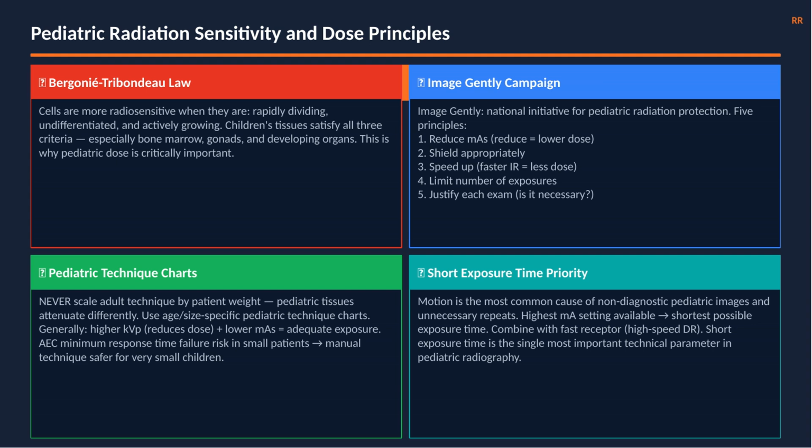AEC systems have a minimum response time. The shortest exposure the system can terminate. In very small or thin pediatric patients, the correct exposure may be shorter than this minimum. The AEC keeps exposing past the target dose. Use manual technique for very young or small patients. Use the highest available mA setting, shortest exposure time, for motion control.